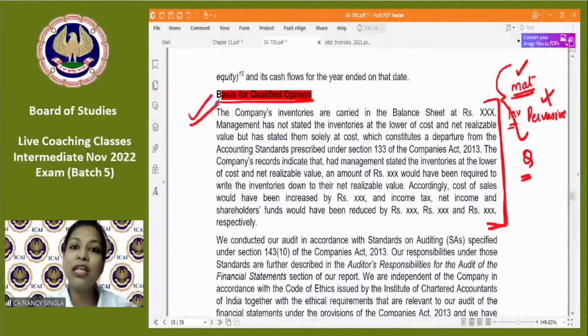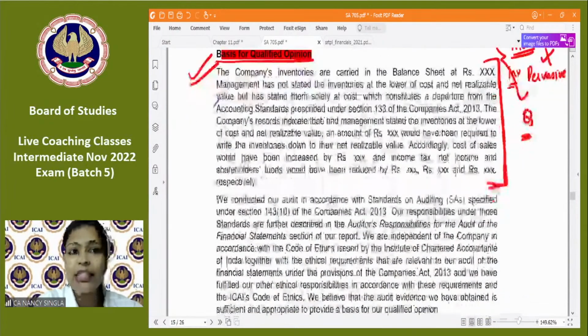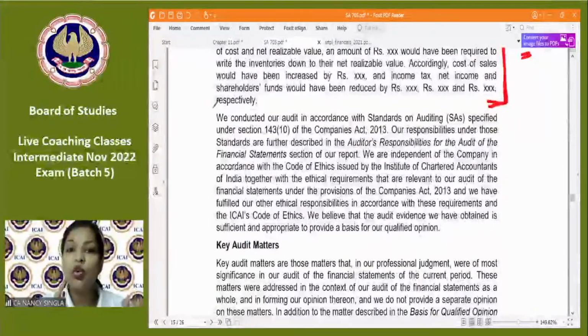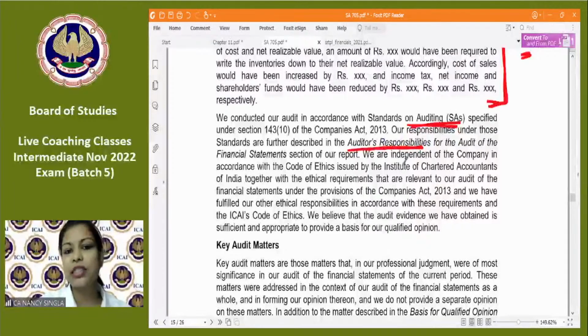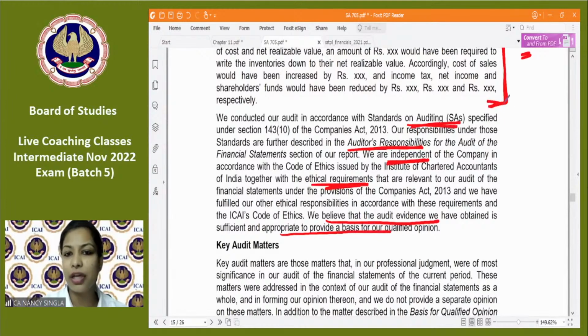यहाँ पर the auditor has given a description of the matter which has required a qualified opinion. In the basis of qualified opinion section, you all have done in SA 700 that the auditor needs to give 4 other things: that we have conducted the audit in accordance with SAs, our responsibilities are also mentioned, we are independent, ethical requirements have been met, and that we have obtained sufficient appropriate audit evidence.